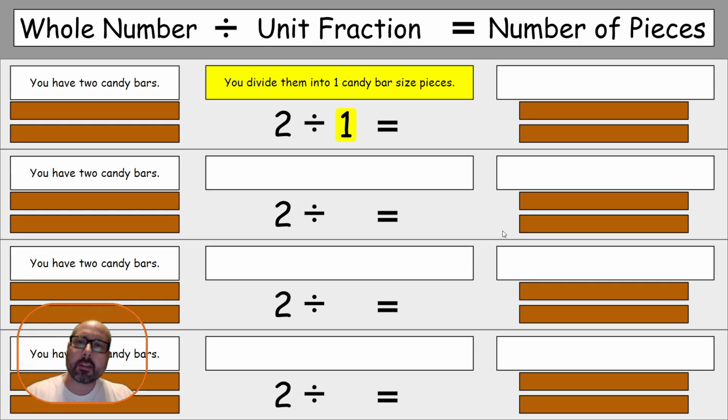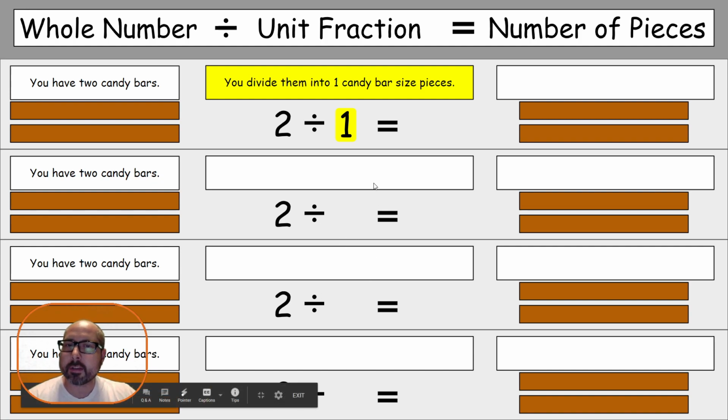Okay, so let's take a look at some examples. We're going to look at this first section up at the top here. We're going to have 2 candy bars. Now we're going to do 4 examples here. You can see these are set up, but we don't have anything we're dividing by down here. We'll get to that in a moment.